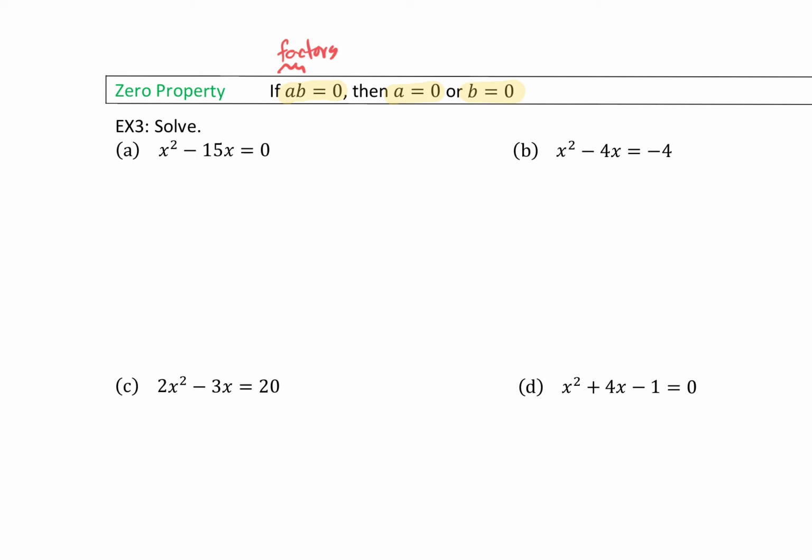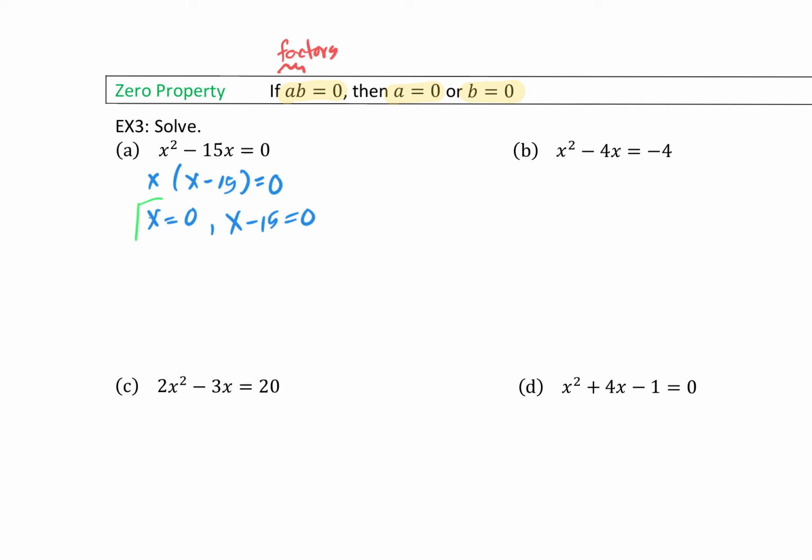In part A, we have x squared minus 15x is equal to 0. Well, that's not factored, but if I factor out the common x, then I'll have x times x minus 15 is equal to 0. Now that it's factored, one factor is x, the other factor is x minus 15. I can set each one of those factors equal to 0 and solve separately.